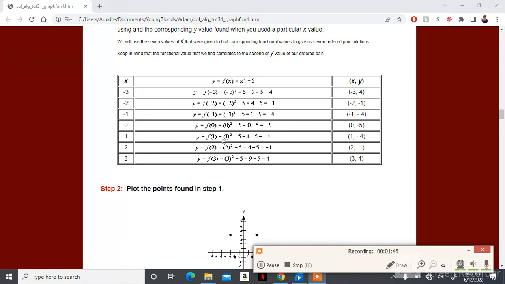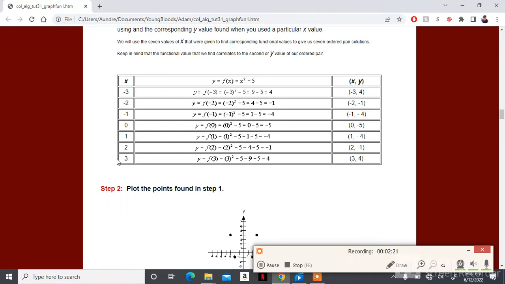Okay, and next one, we're going to plug in x is 1. 1 squared with the formula equals 1. Bring over negative 5. 1 minus 5 is negative 4. Negative 4 is our y, and 1 is our x. And then x equals 2. Now the formula: 2 squared is 4, and bring over negative 5. 4 minus 5 is negative 1.